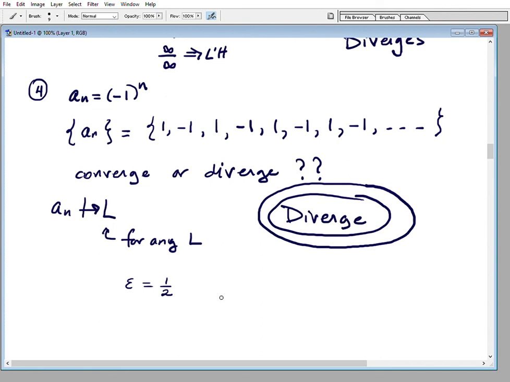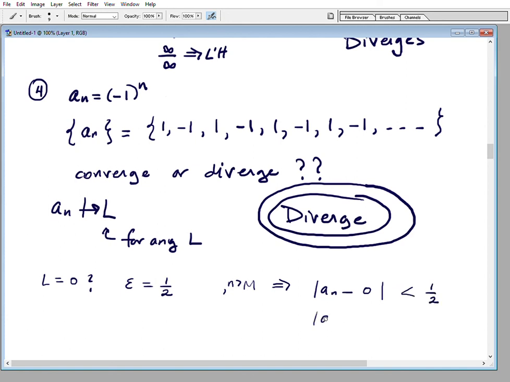Can we get it within 1/2 for a specific m? In other words, if n is greater than m, could we get this? For any L, we have to zero in on L as well. Let's suppose you decide the limit is 0. We want to show the limit's not 0. So let's say if epsilon is equal to a half, then we want to show that for n bigger than some m, a to the n minus 0 in absolute value is going to be less than a half.